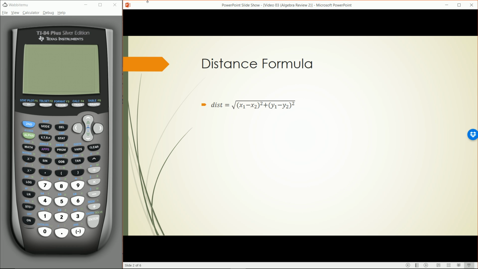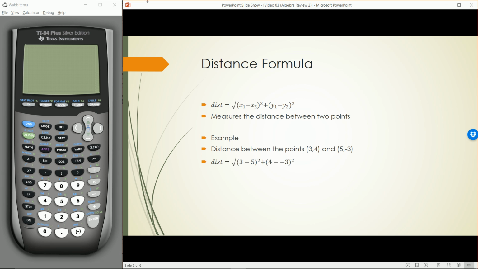This is something that we call the Euclidean distance, named after the guy named Euclid. Real fun. So this is used to measure the distance between the 2 points. Now let's take a look at an example of it. So let's say we have the points 3, 4 and 5, -3. If you put in the equation, you get this.